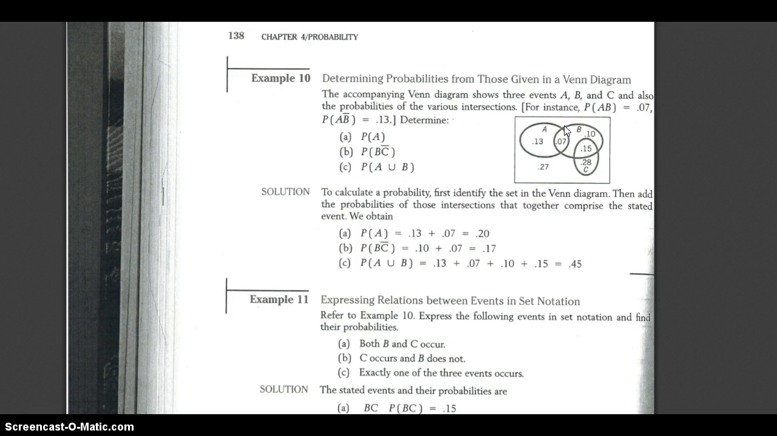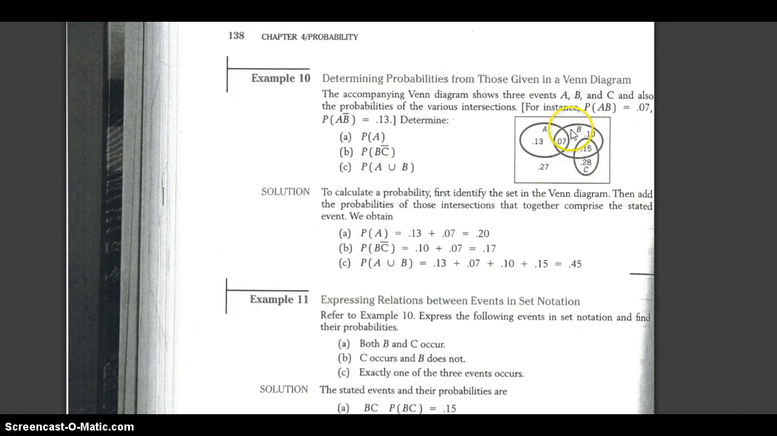So 0.13, suppose this little part means the event is rain. So the chance of rain would be 13%. And A also has this little section here, which means the chance of snow is 7%. So together, the entire circle of A represents the probability of either rain or snow. The rain is the left part, the snow is the right part.